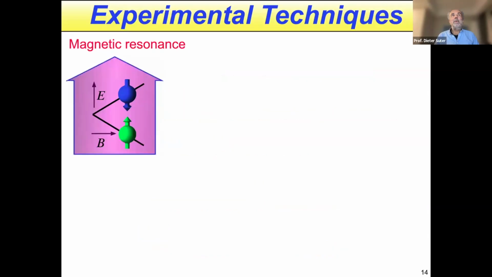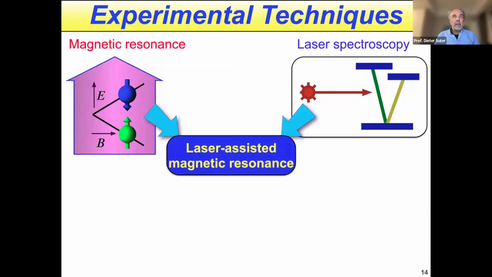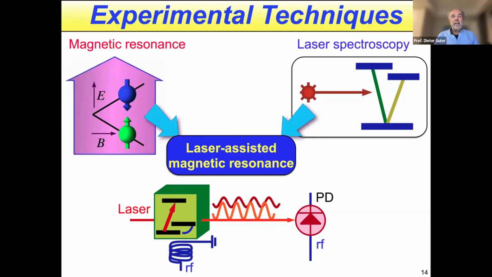So if we want to use that, we need, in addition to our normal magnetic resonance setup, some optical setup. So we need a laser, we need optical detectors, and together this gives us something which I like to call laser-assisted magnetic resonance. So in the combination, usually you have the sample here, you have laser irradiation, you have radio frequency or microwave irradiation, and you have some optical detection. I will discuss that in a bit more detail.